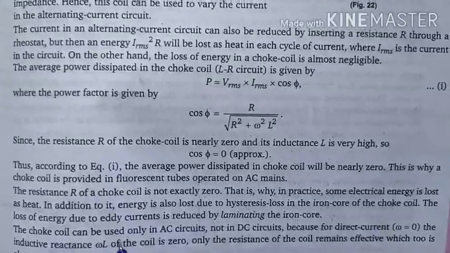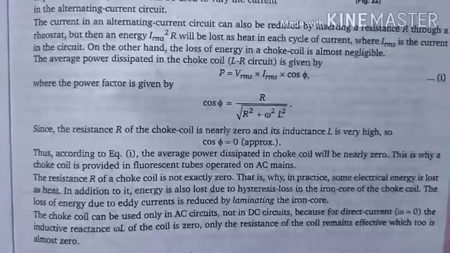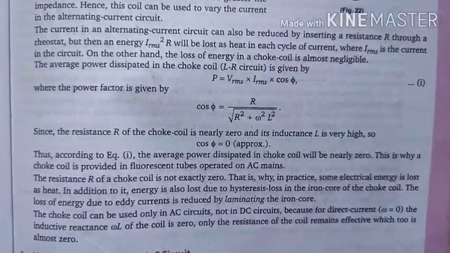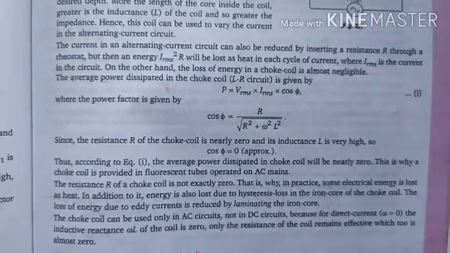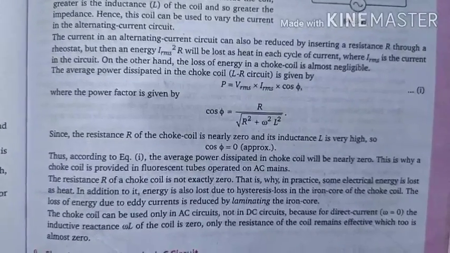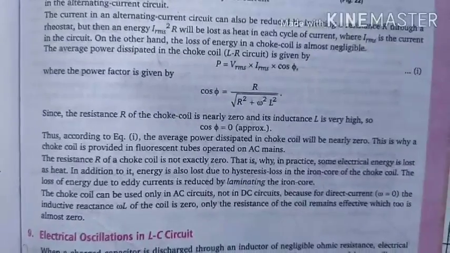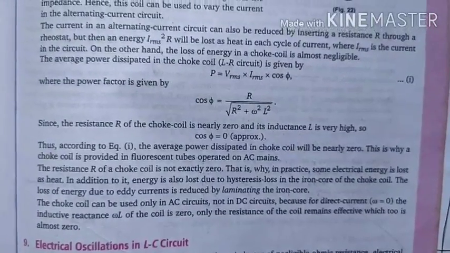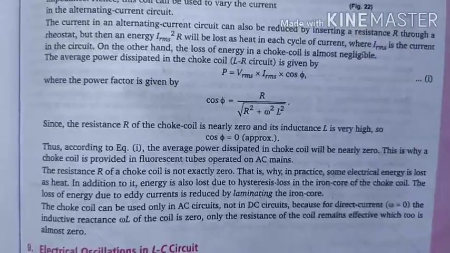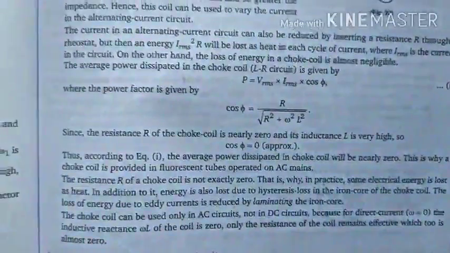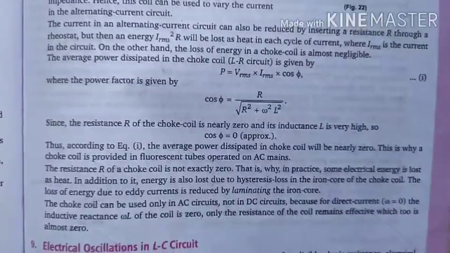This is why a choke coil is provided in a fluorescent tube when operated on AC mains. Whenever you use an AC source, we usually use a choke coil. You can see in fluorescent tubes like the tube light that the choke coil is there, which provides impedance to the circuit. The resistance of the choke coil is not exactly 0, because in practical cases the electric energy is lost as heat. Because there will be some resistance, there will be some loss of energy, but the loss would be very less.